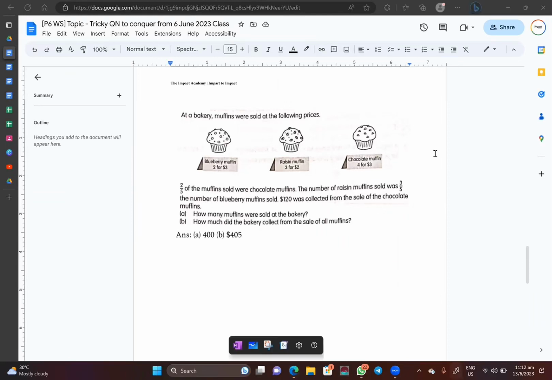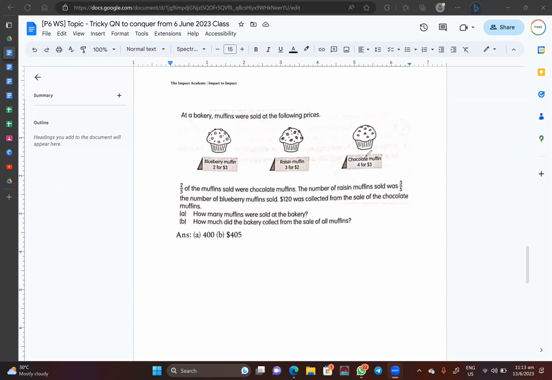Everyone, today we are looking at a question like this. Now, as you can see over here, it says that at a bakery, muffins were sold at the following prices. Blueberry muffin is 2 for $3, raisin muffin is 3 for $2, chocolate muffins is 4 for $3. So they do not sell it individually. They have to sell it in packets like that. You understand what I'm saying?